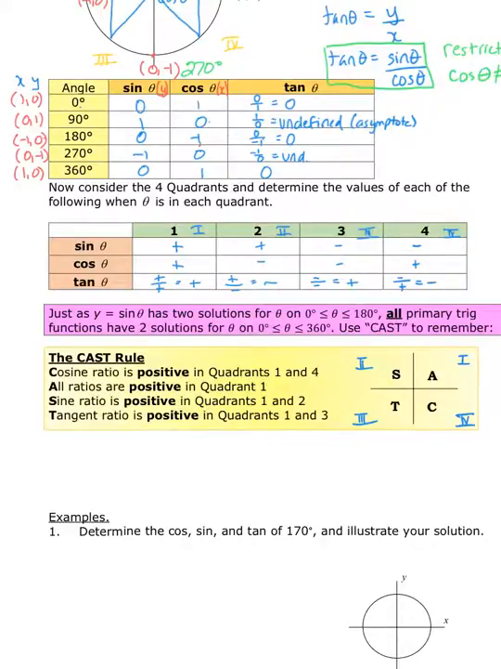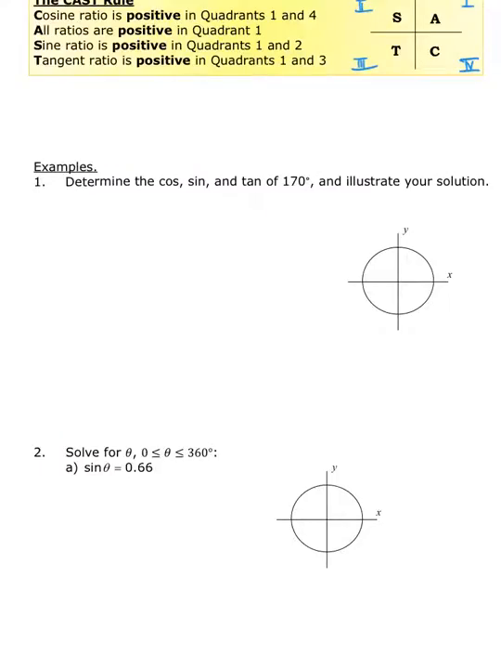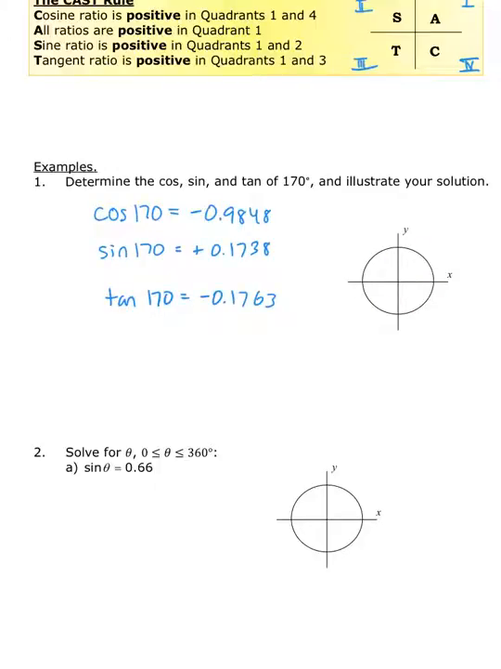So we are going to look at a couple examples. The first example says determine the values of cos, sine, and tan for 170 degrees and illustrate our solution. So using a calculator, I found that cos of 170 degrees is negative 0.9848, sine of 170 is a positive 0.1738, and tan of 170 is negative 0.1763. So I found all those values simply by using my calculator. Tan, though, I could have found by dividing sine by cos. Positive over negative means that tan is negative.